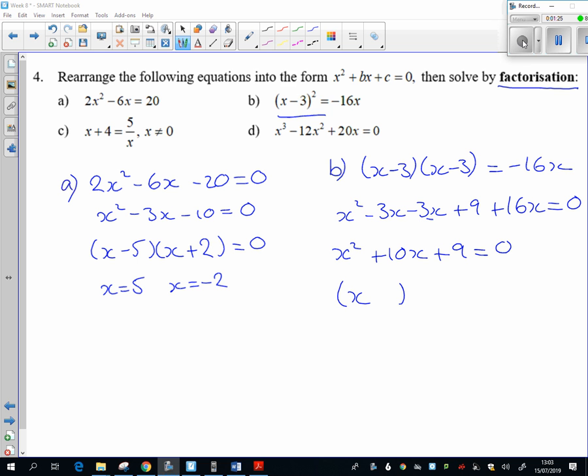So I'm looking for two numbers that multiply to give 9 and add to give 10. So that's 1 and 9. So my solutions are x equals -1 and x equals -9.